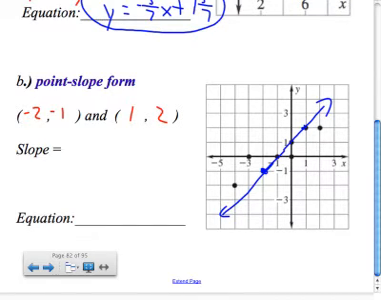And now we're right back to square one, point slope form. Okay, so I need slope. So y2 minus y1 over x2 minus x1: 2 plus 1 is 3, 1 plus 2 is 3. The slope here is 1.